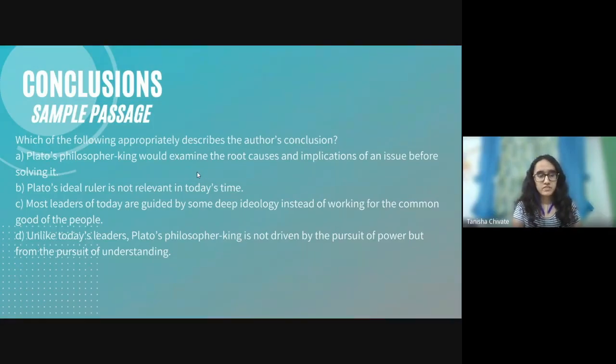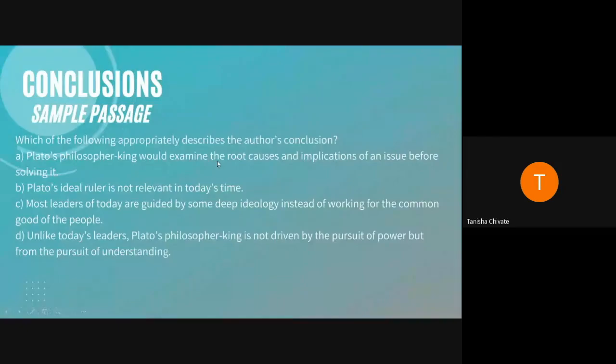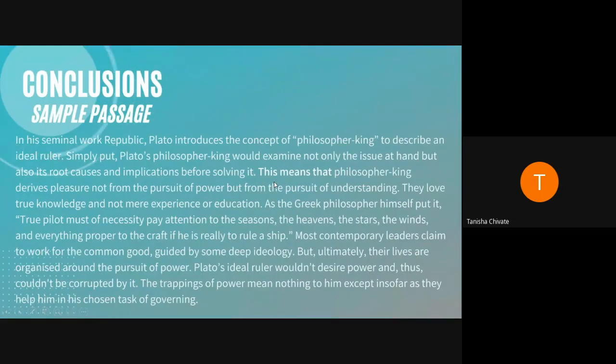All right. Now, if I look at option A, it seems like the conclusion, but if you look back at the passage, he talks in this second line, would examine not only the issue at hand, but also its root cause and implication before solving it. So this is one of the premises given. It's not exactly the conclusion. So I'm going to put this option aside. B, Plato's ideal rule is not relevant in today's time. This is nowhere mentioned in this passage. All right. So it's basically beyond its scope.